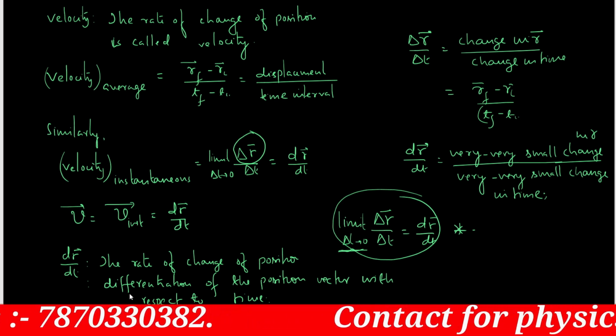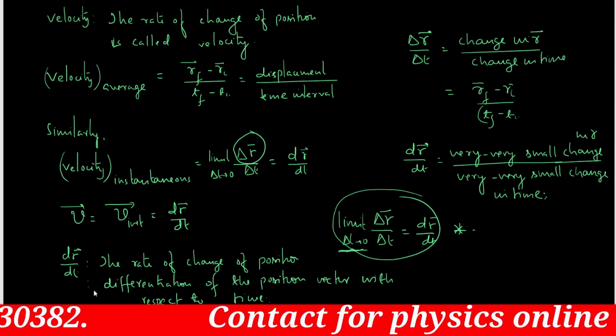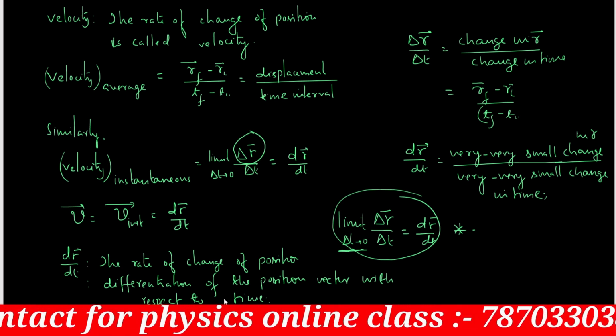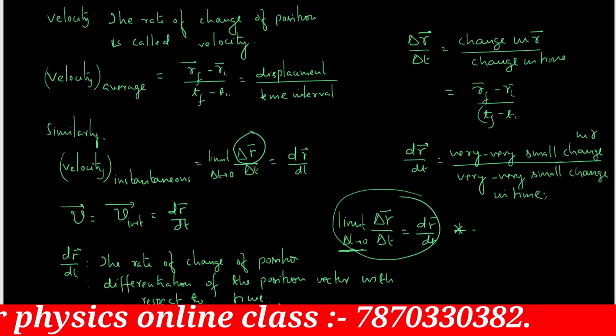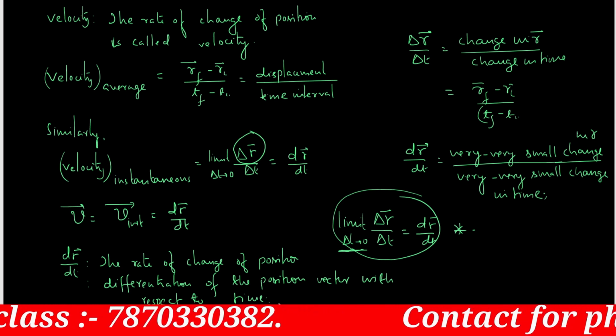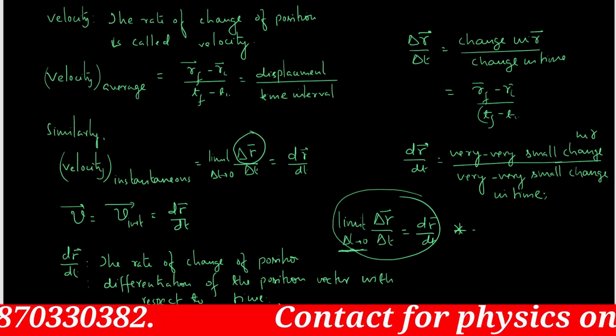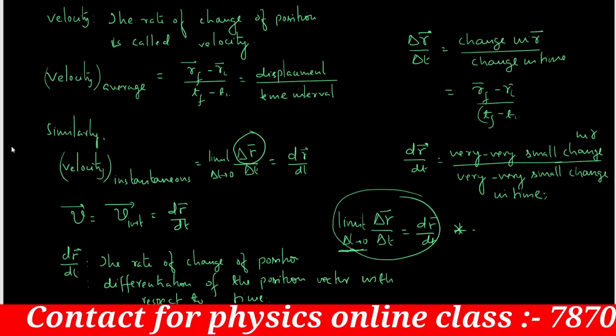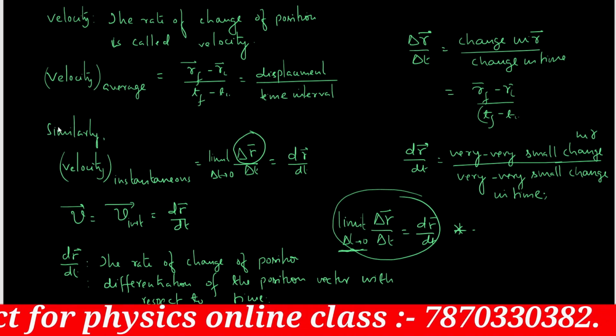Yeah, I'm back, sir. Did you understand this? dr upon dt means differentiation of the position vector with respect to time. Yes, yes, I understood that. Okay. Now I have to describe one more thing, that is acceleration. Can I change this page?